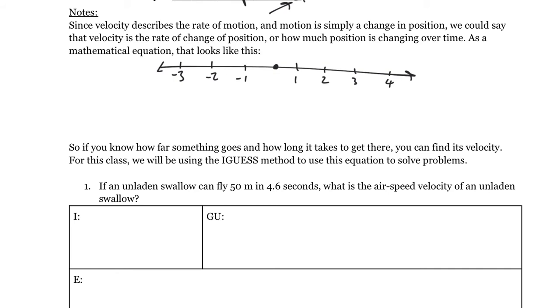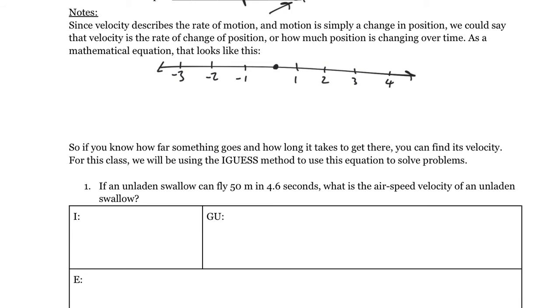Okay, so we've got a number line, and say we've got an object that starts off at 0 and it moves. Okay, as it moves, its place on the number line is changing. Okay, so it could start at 0 and it can move to negative 1, or it could start at 0 and move to 3, or it could start at negative 3 and move to 4.